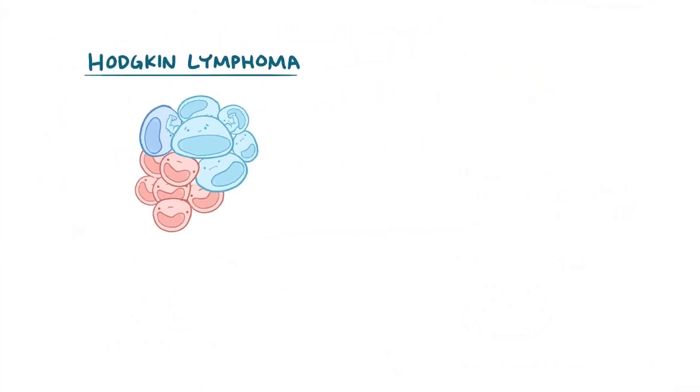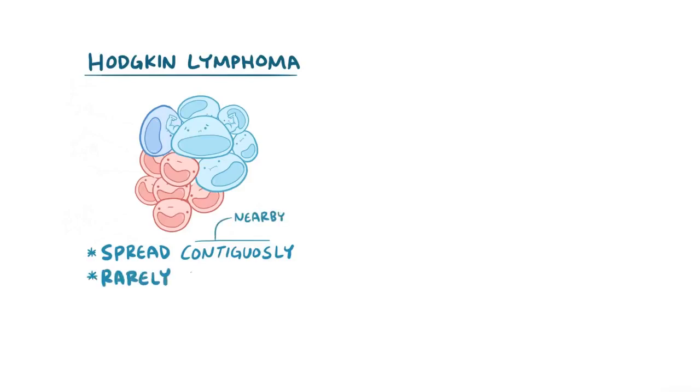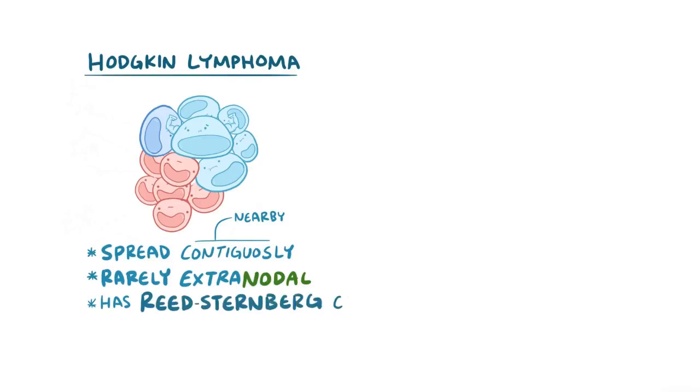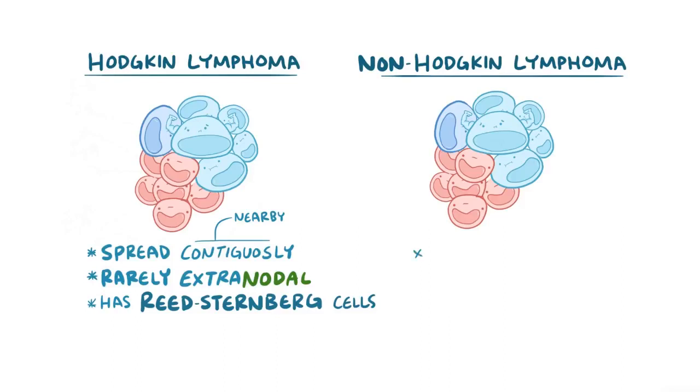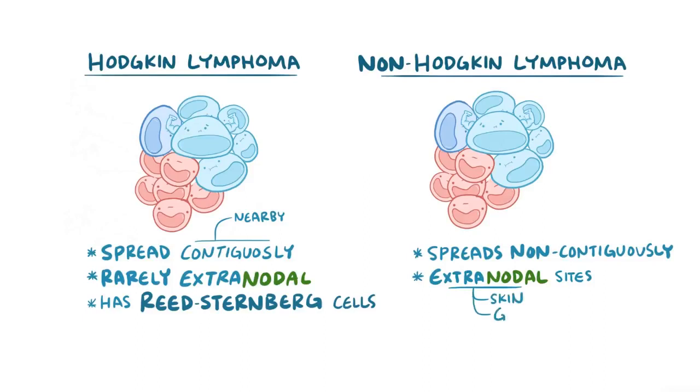Generally speaking, lymphomas are grouped into two categories. The first category is Hodgkin lymphomas, which tend to spread in a contiguous manner, meaning it spreads to nearby lymph nodes, but rarely involves extranodal sites, and these have distinctive Reed-Sternberg cells. The second category is non-Hodgkin lymphomas, which sometimes spread non-contiguously, can involve extranodal sites like the skin, gastrointestinal tract, and the brain, and usually don't contain Reed-Sternberg cells.